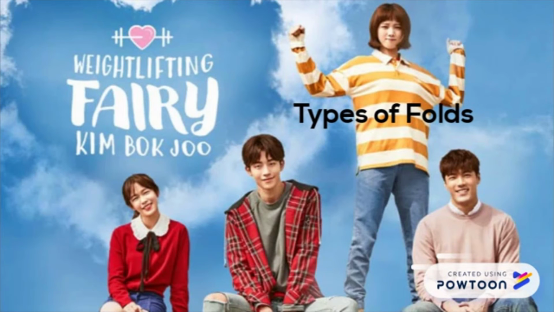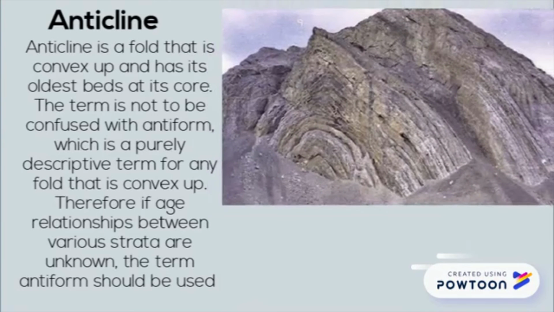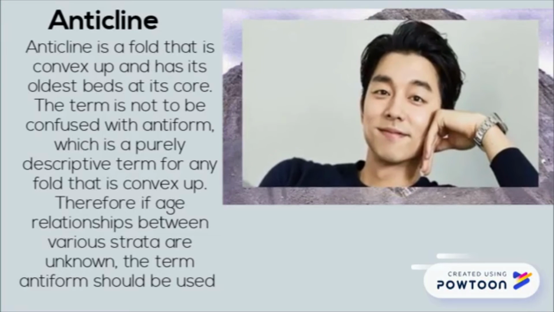Types of faults. First, anticline. Anticline is a fault that is convex up and has its oldest bends at its core. The term is not to be confused with antiform, which is a purely descriptive term for any fault that is convex up. Therefore, if age relationships between various strata are known, the term antiform should be used.